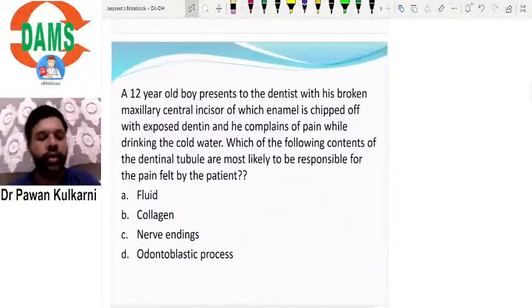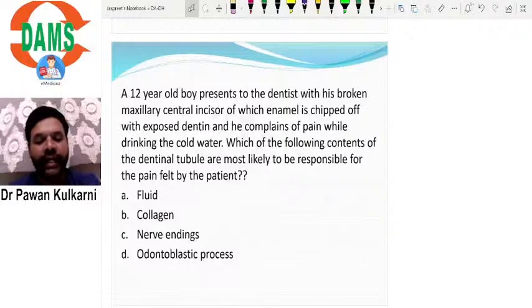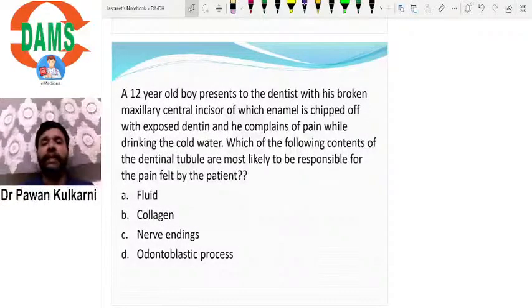Let us move on to the next question. A 12-year-old boy presents to the dentist with a broken maxillary central incisor, of which the enamel is chipped off with exposed dentine, and he complains of pain while drinking cold water. Which of the following contents of dentinal tubule are most likely to be responsible for the pain felt by the patient? So indirectly they are asking about the main reason for dentinal hypersensitivity.